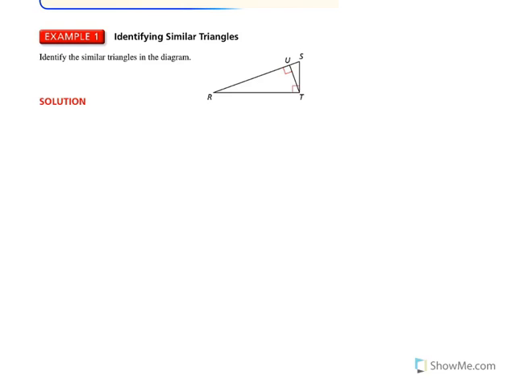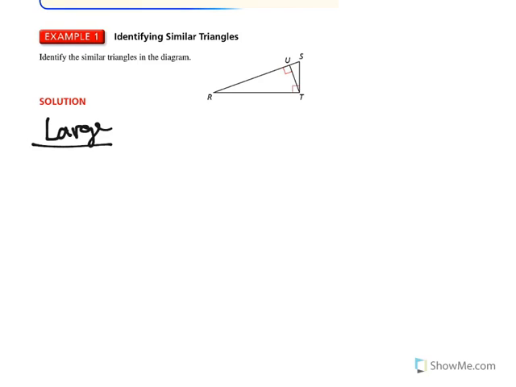It says identify the similar triangles in the diagram. Alright, so the way I would approach this problem, some of you can actually just see the triangles the way they are and write the similarity statements, which is fine. But me, I'm a visual person, so I need to actually redraw all 3 triangles to where they're right side up. So I'm going to start with the largest triangle.